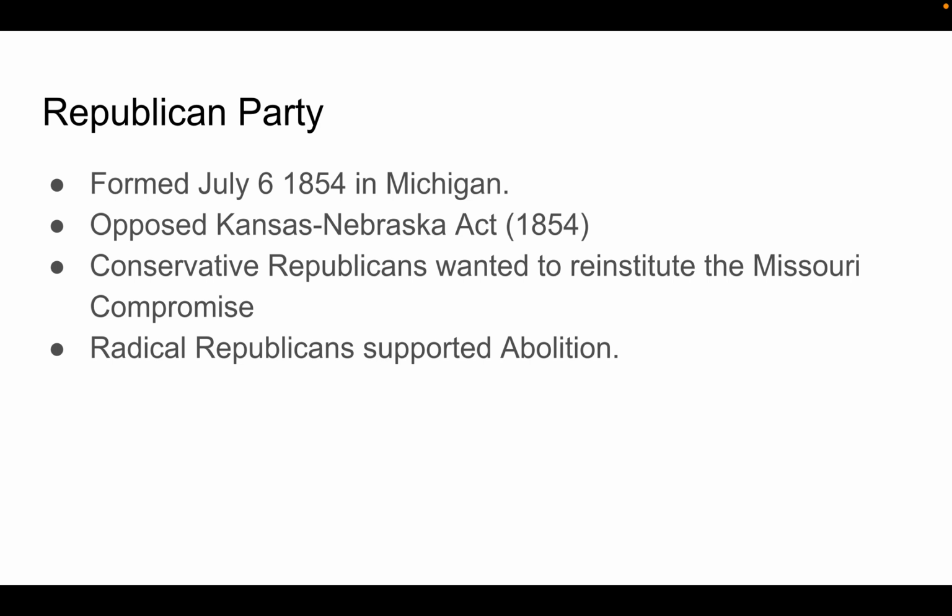The more conservative members of the party wanted to kind of go back to that Missouri Compromise, which made that 36 parallel line the boundary, and let land south of that allow slavery, and let land north of it oppose it. And then the more extreme for the time period side, you have the radical Republicans who supported abolition.